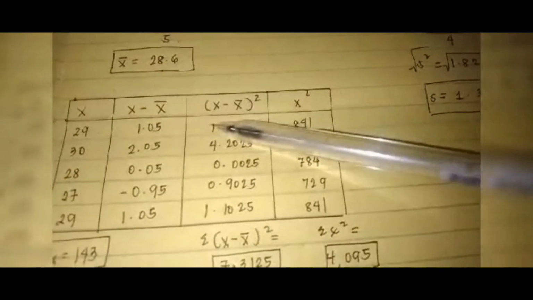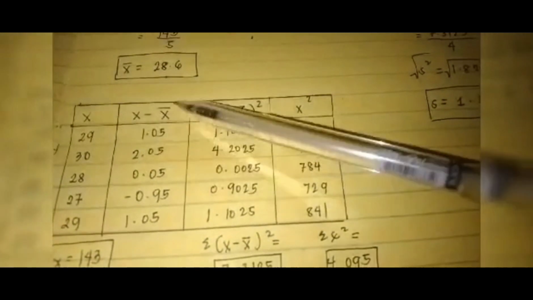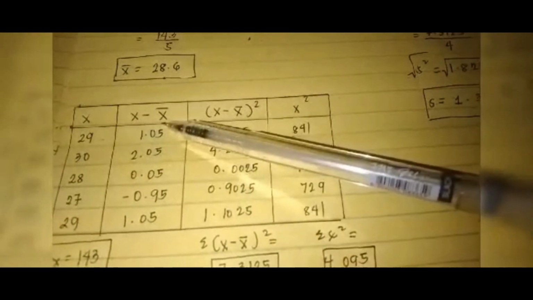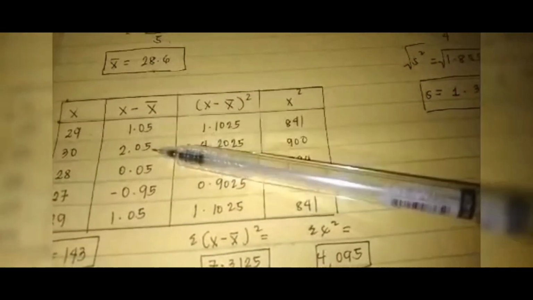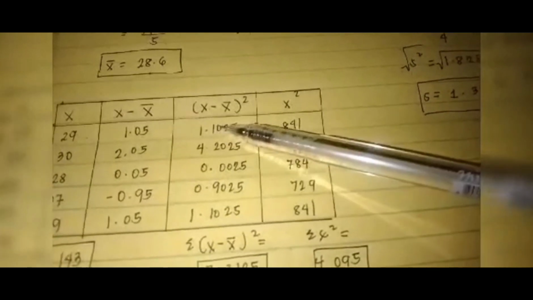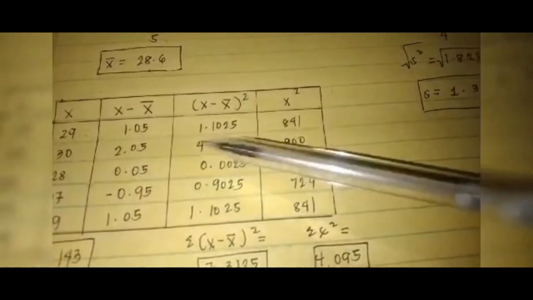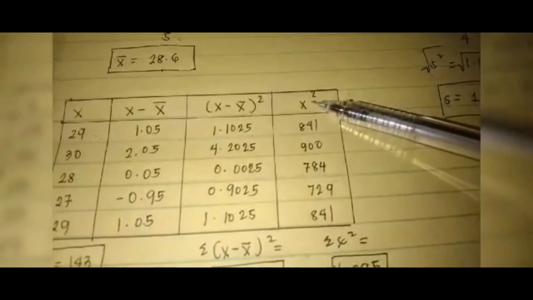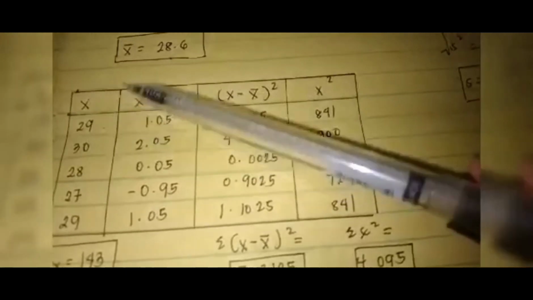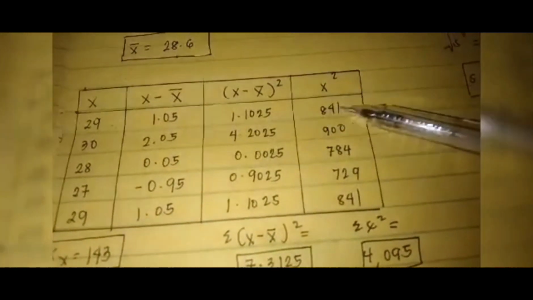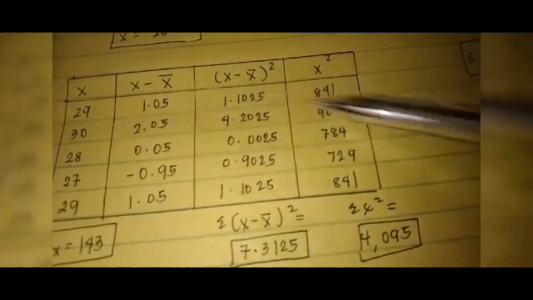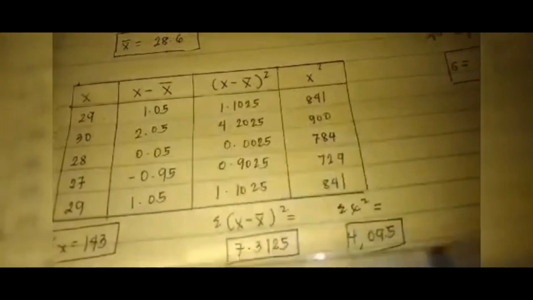X minus mean squared. Since this is already given, we'll just have to square each to get the answer in this column. So for example, 1.05 squared, then this is the answer. 2.05 squared, and this is the answer, and so on and so forth. So let's go over the last column. Since this is our x, we'll just have to square each. So 29 squared is 841, then 30 squared is 900, and the same way also in the 3 remaining.